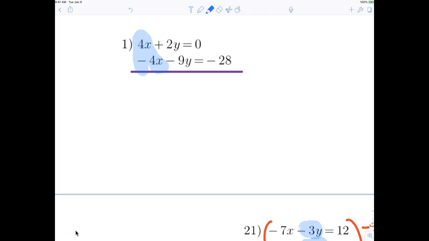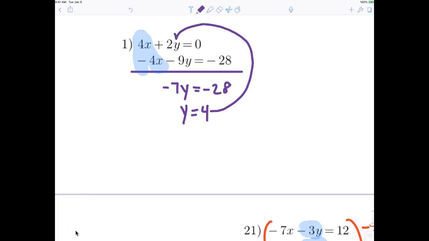Now that the x's cancel, I just have what? 0. Negative 7y equals negative 28. So y equals what? y equals 4. Now that I found y, I need to figure out what x is. All I'm doing is substituting in 4 for y.